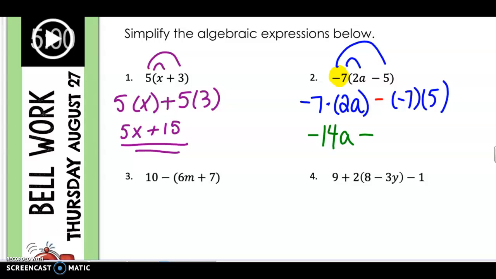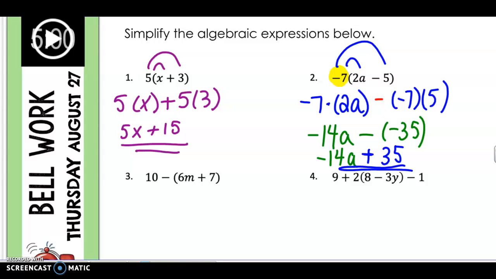Minus -7 times 5 is -35. So now we don't have any more like terms. We're kind of done, but we need to clean up how this looks. So the -14a, we can leave that alone. And now, you might remember this from middle school, subtracting a negative number is the same as adding the opposite. So instead of subtracting a -35, we are going to add a +35. So subtracting a negative is the same as adding an opposite. And now we are done. So instead of subtracting the negative, we added its opposite.